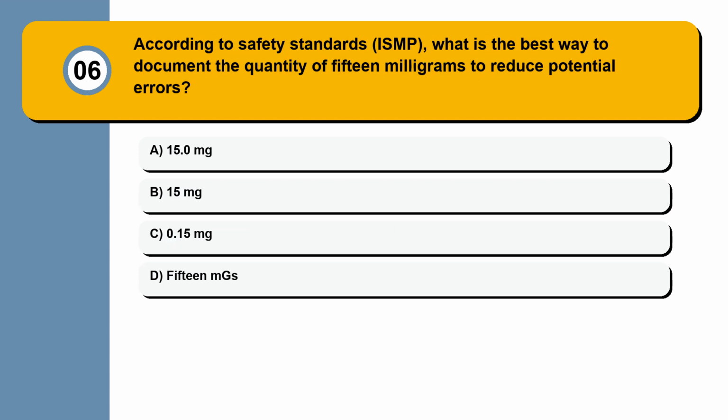Question 6. According to safety standards (ISMP), what is the best way to document the quantity of 15 mg to reduce potential errors? 15.0 mg, 15 mg, 0.15 mg, 15 mgs.